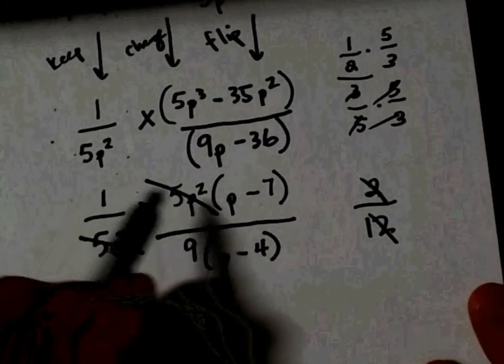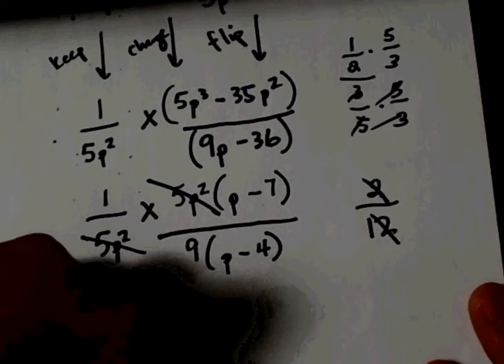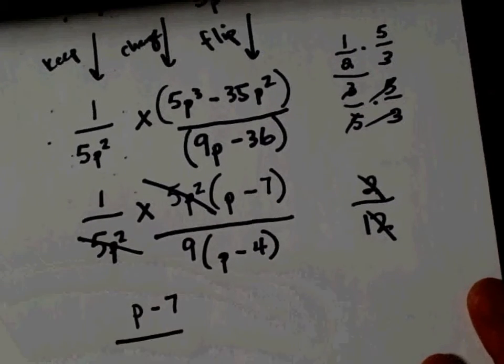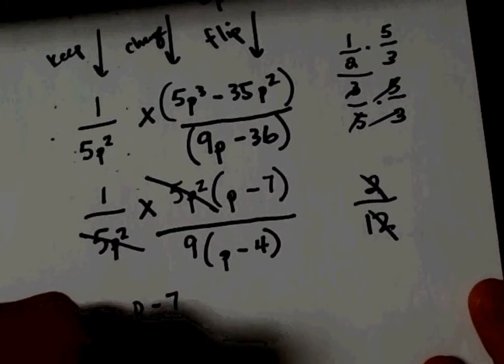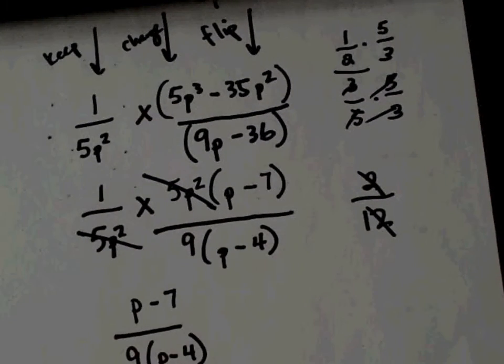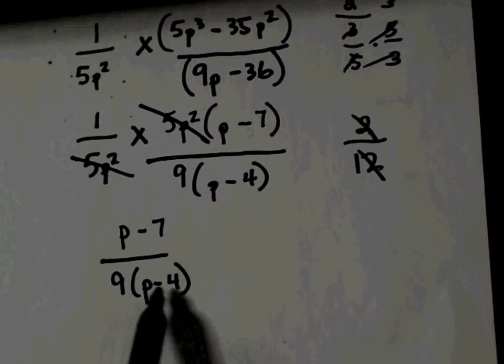And so I'm left with 1 times p minus 7. And then I'm left with 9 times p minus 4. And there you have it. I still strongly encourage you to leave it in factored form like this, because when we go to graph it, you're going to need it in factored form. Okay? The only time I would expand it out is if you were dealing with a multiple choice question that had multiple answers for you to look at. Any questions?